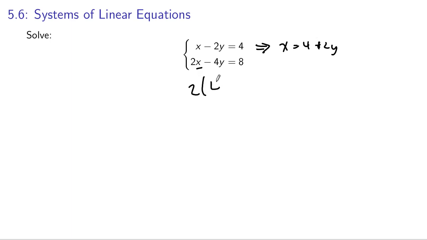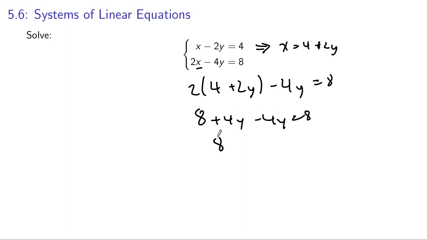We have 2 times (4 plus 2y) minus 4y is 8. 8 plus 4y minus 4y is 8. 4y minus 4y is 0. 8 equals 8. Okay, this is something that's always true. So we have truth, and it's no matter what the input is.